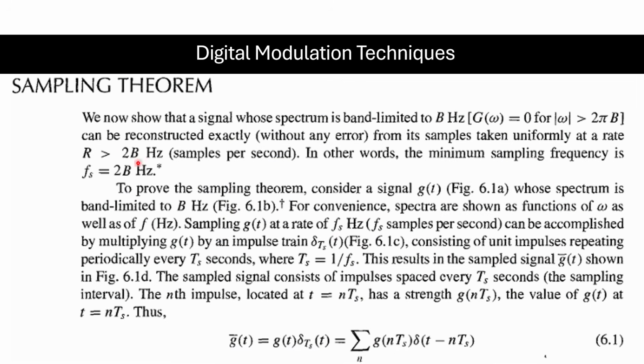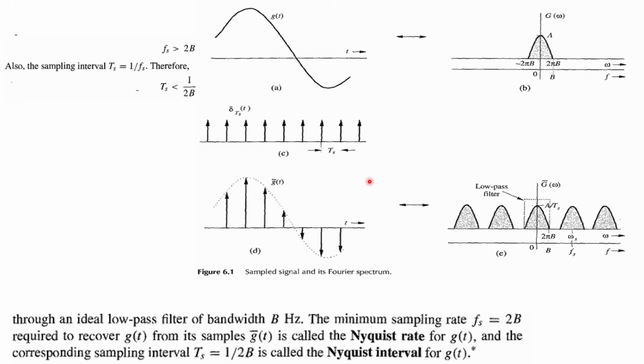According to the sampling theorem, samples are taken uniformly at a rate that must be greater than twice b. In other words, the minimum sampling frequency is fs equal to twice b, right? Why is it so? Here g of t is there, and that is sampled with the impulse train delta of Ts. This is the sampling, and this is the message information that you are going to sample. Suppose this is your message information and this is your impulse train. This is the time domain, and in the frequency domain, you can check it here.